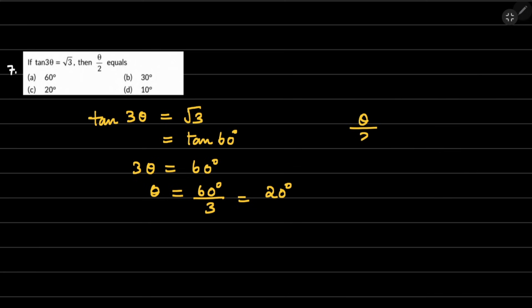So what is theta by 2 equal to? It is 20 by 2, which is 10 degree. The option number D is the correct answer. Let's move on to the next question.